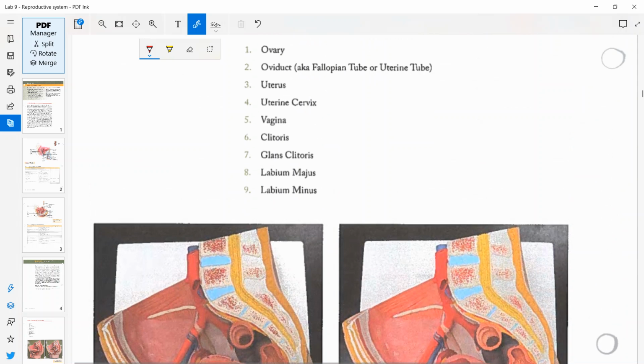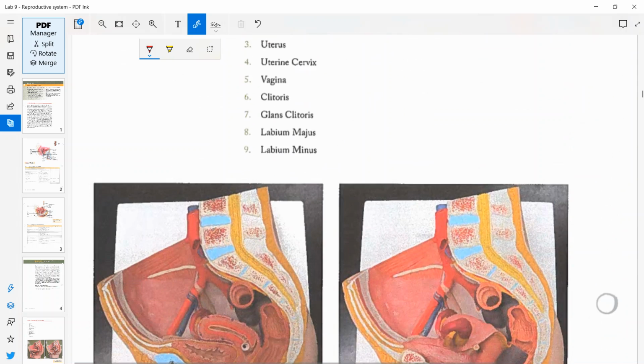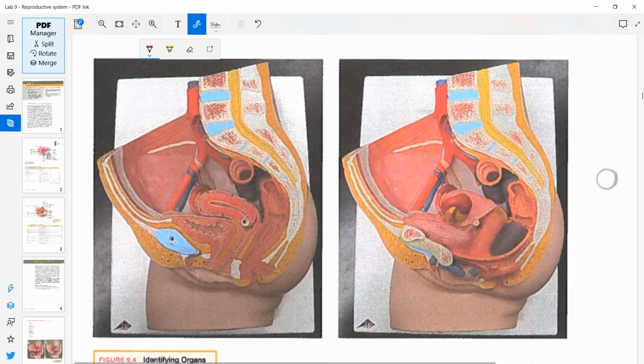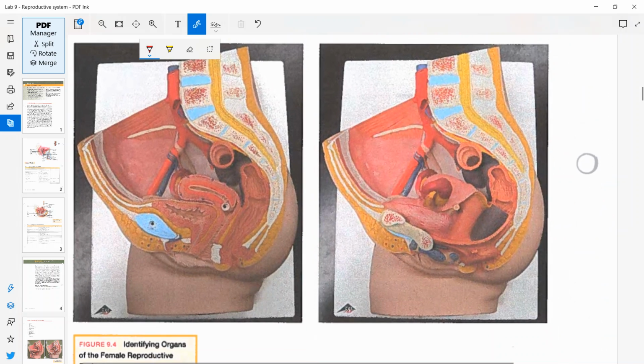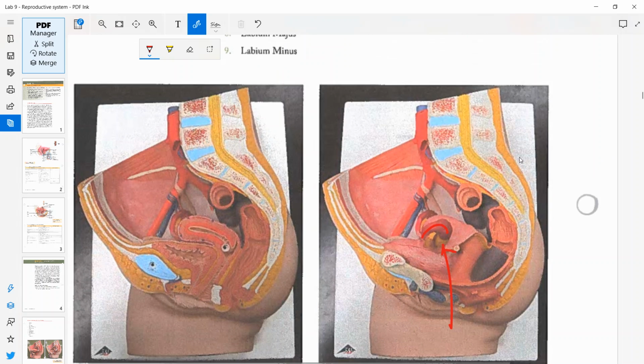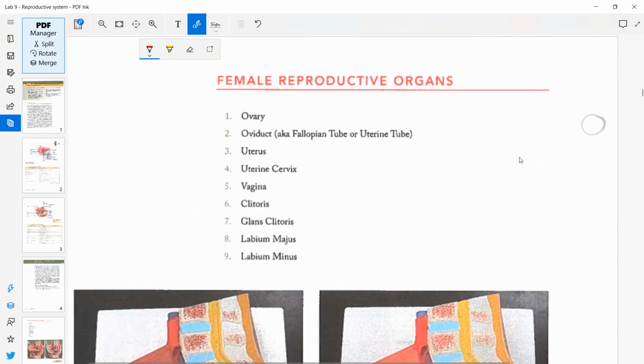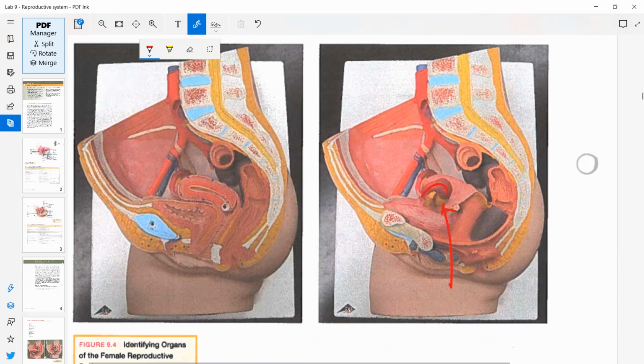Now for a female reproductive system, we're going to start with ovary and oviduct. So that's going to be ovary, and that's going to be an oviduct. Uterus and uterine cervix. Here you can see uterus, and the cervix is this specific place where vagina opens into the uterus.